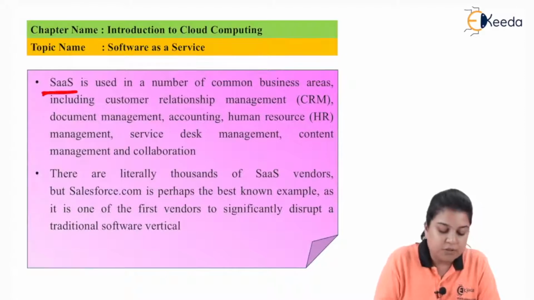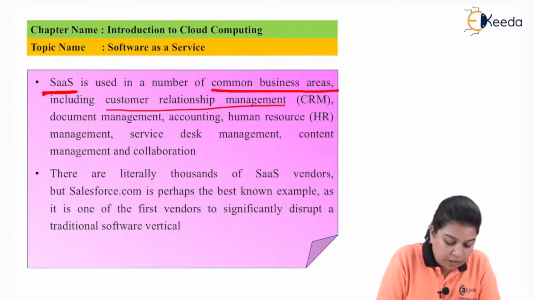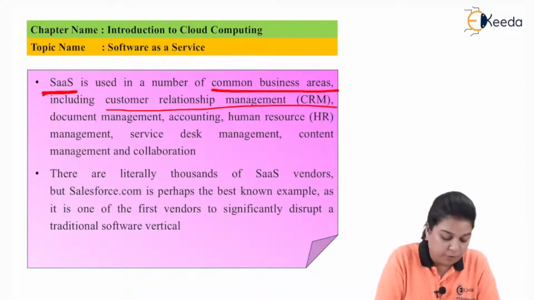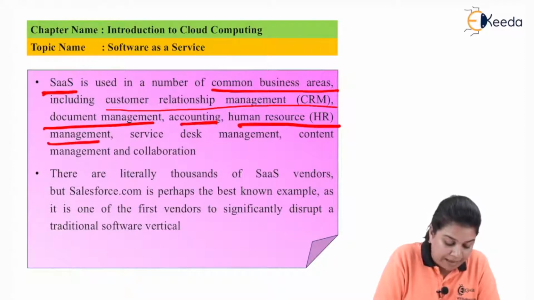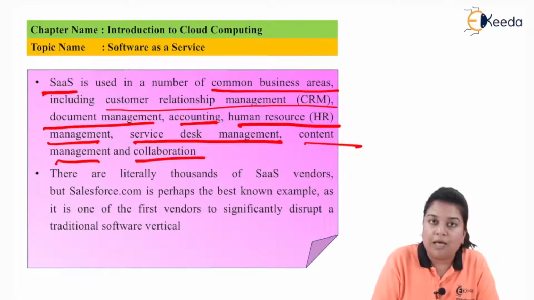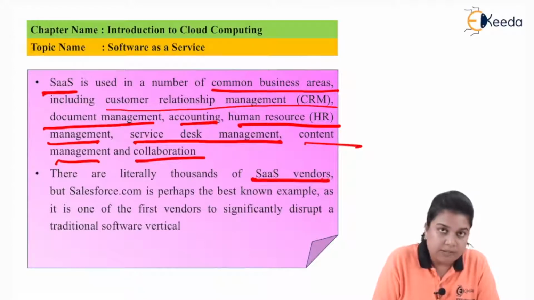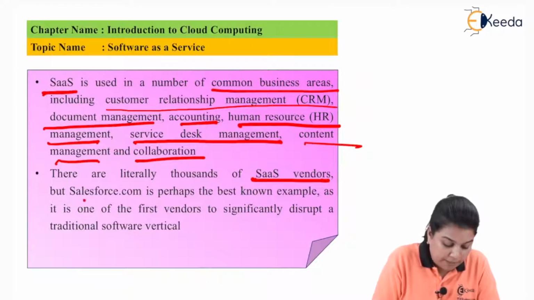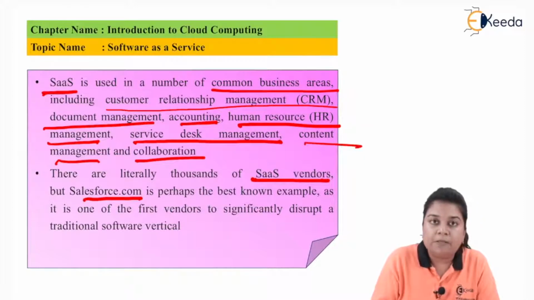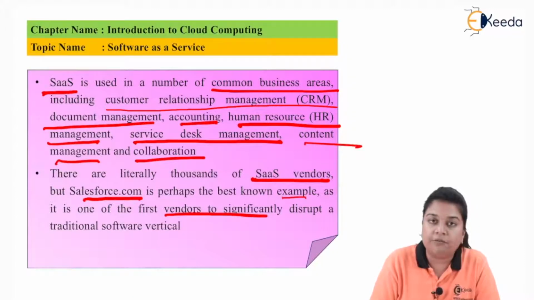Software as a service is used in a number of common business areas, including customer relationship management, as we have seen before, document management, accounting, human resource management, service desk management, content management, and collaboration. There are literally thousands of SaaS vendors, but Salesforce.com is perhaps the best known example, as it is one of the first vendors to significantly disrupt the traditional software vertical.